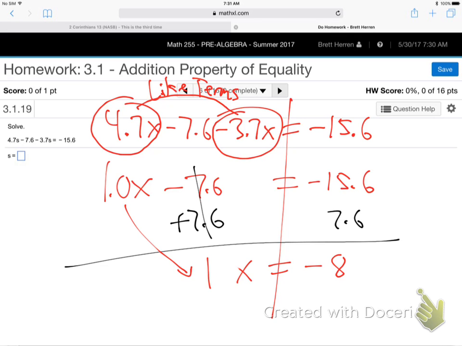And what's 1 times x? That's just x. Right? 1 times x is just x. Like 1 times anything is just itself, huh? 1 times x is just x. So that's it, we're done. That's just saying x equals negative 8. X equals negative 8. Question?